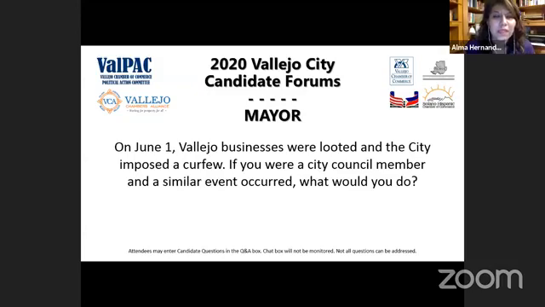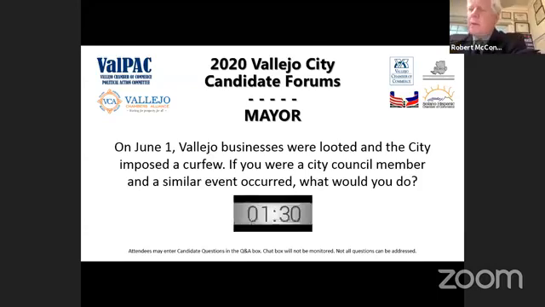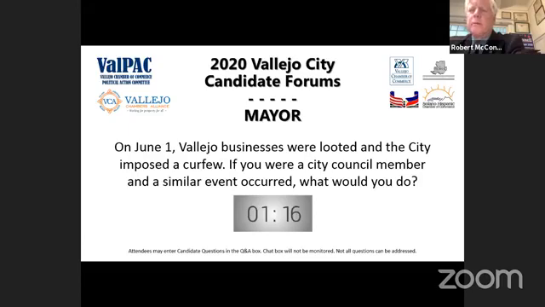On June 1st, Vallejo businesses were looted and the city imposed a curfew. If you were a city council member and a similar event occurred, what would you do? Well, I believe that the mayor and the city manager were correct in calling out the National Guard. There is criteria by which that is supposed to be done, and that is a power of the city manager first, particularly under an emergency declaration as we have under COVID. And secondly, the mayor. The city council really does not have a role in that.